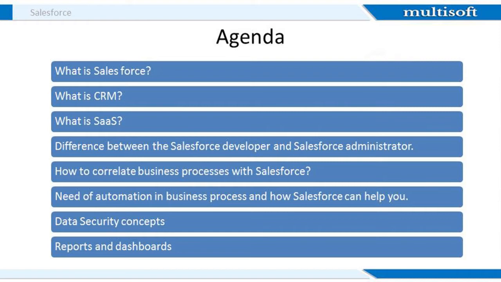And how to correlate your business process with Salesforce, because that is important if you want to learn Salesforce and go ahead in your career in Salesforce. And we'll talk about automation, how we can automate our business process, because nowadays automation is required everywhere in the industry. If you talk about hospitality and travel, then shipping, aviation, IT, everyone needs automation because whenever there is human intervention, there can be a possibility of error.